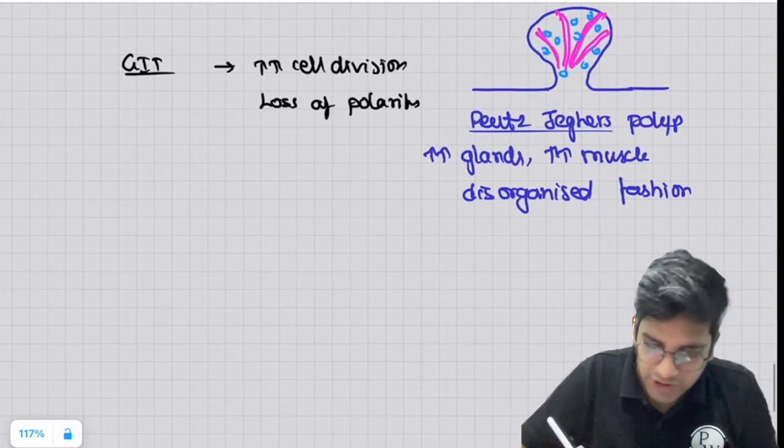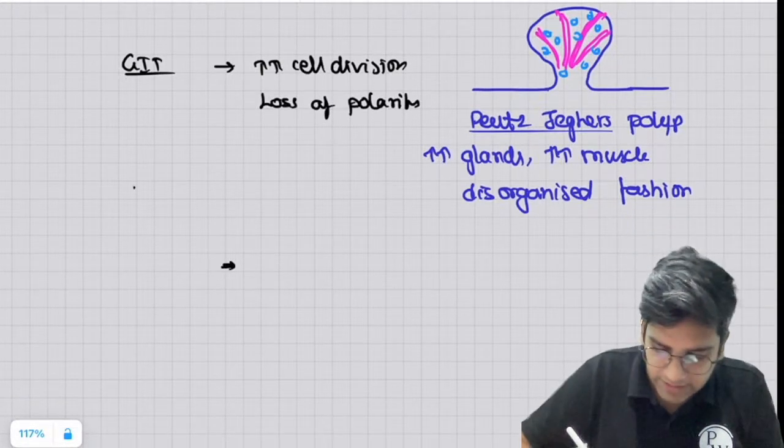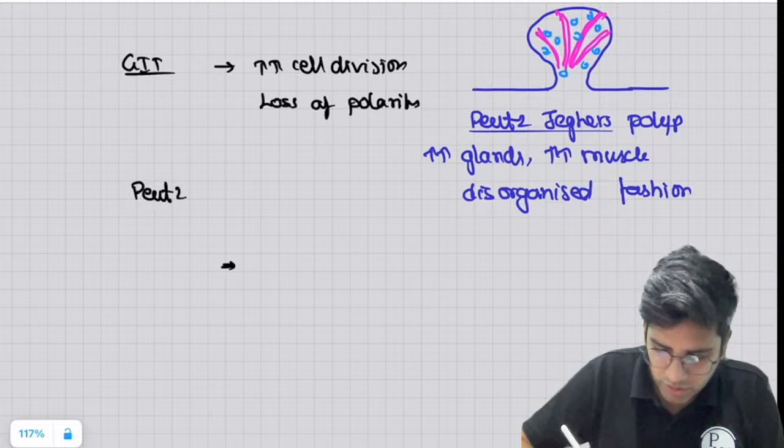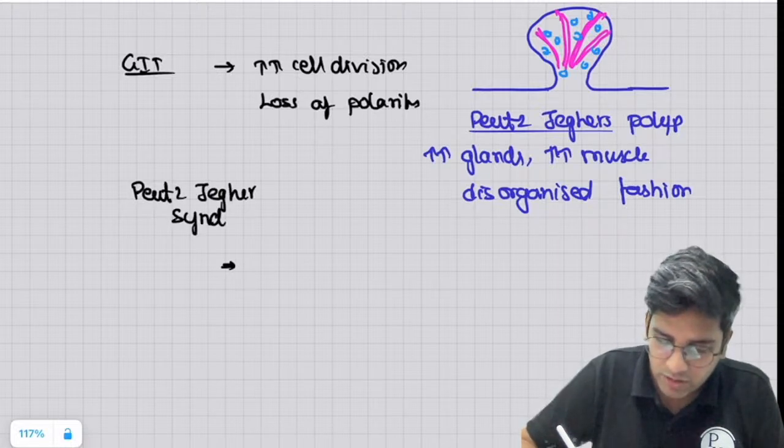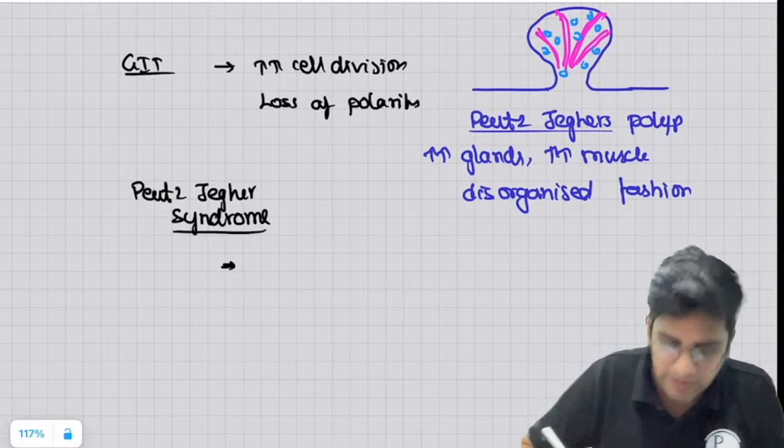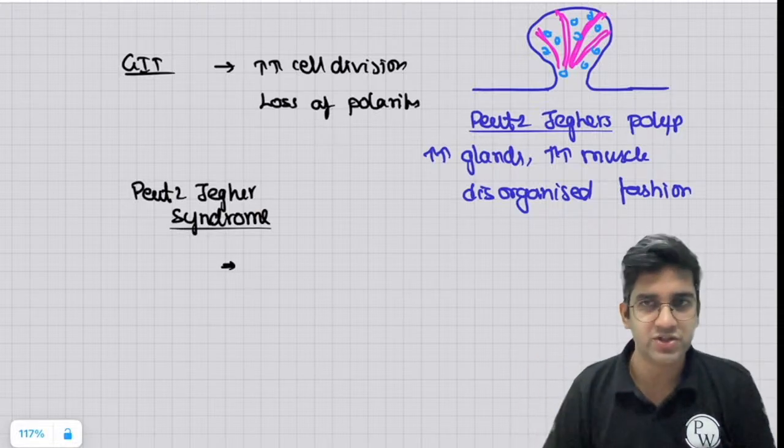Now, let's extrapolate one more important finding in a disease called Peutz-Jeghers syndrome. In Peutz-Jeghers, the mutation of STK11 can be inherited. Almost every tumor suppressor gene can be inherited.